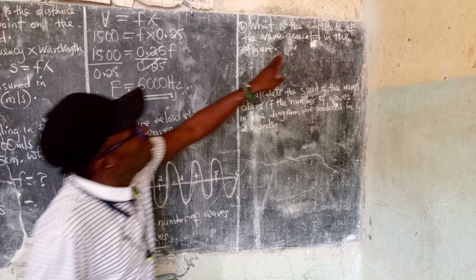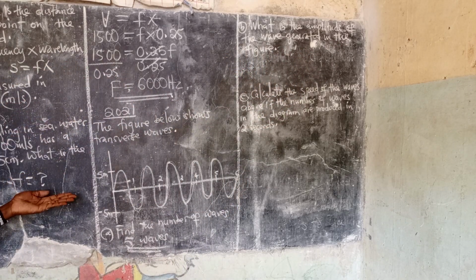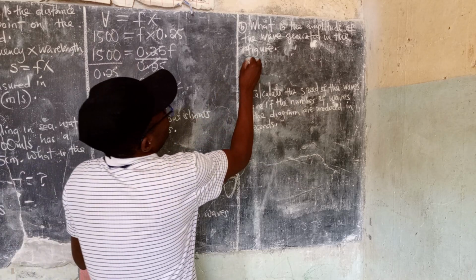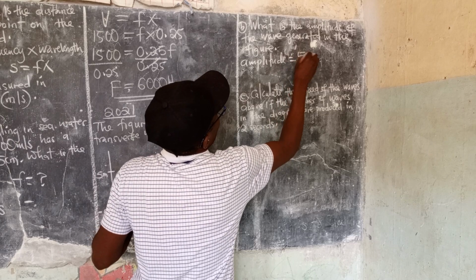What is the amplitude of the wave generated in the figure? Simple. What is the amplitude there? 5 meters. So amplitude is equal to what? 5 meters.